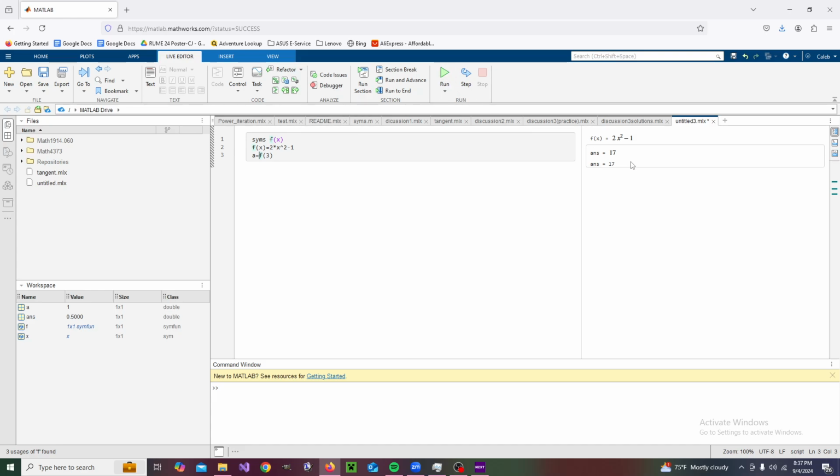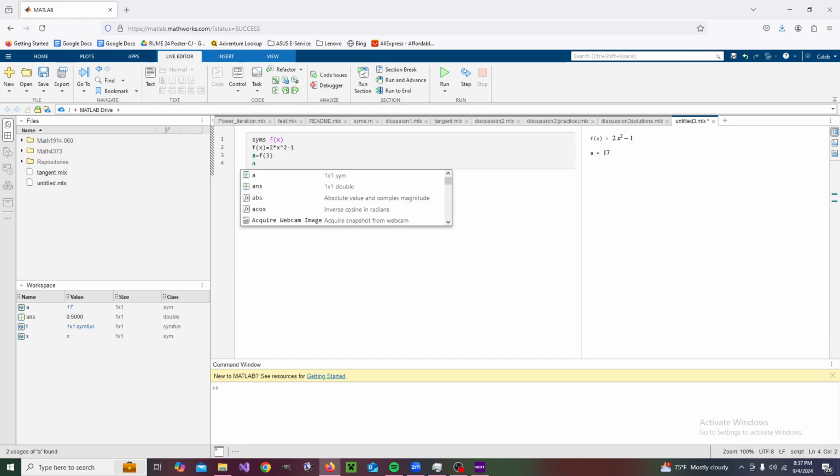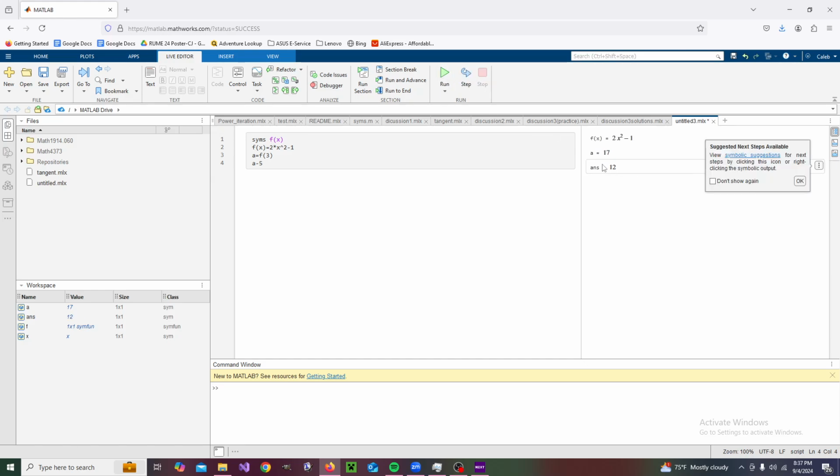So now, instead of just doing the math and finding that the answer is 17, if I hit run to evaluate the code again, it's not only going to find that that value is 17, but it's going to save it as A. A equals 17. So now I can do A minus 5, and it's going to do 17 minus 5 is 12. And again, it's just finding an answer. It's not storing that anywhere, so it's just saying answer is 12. Cool.